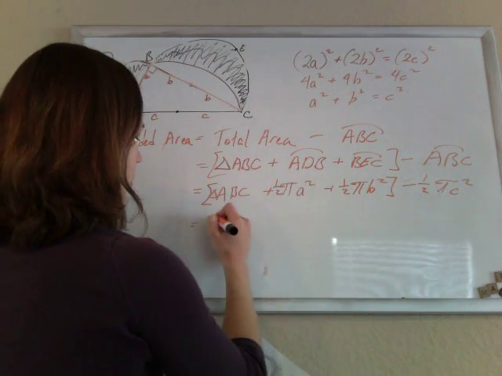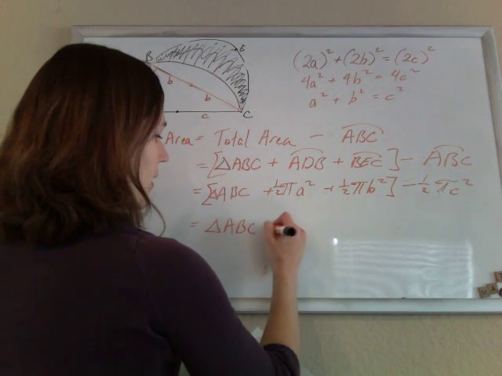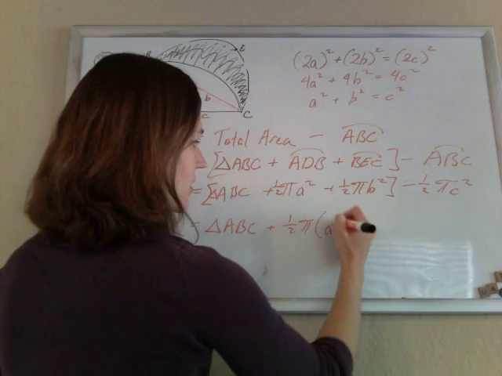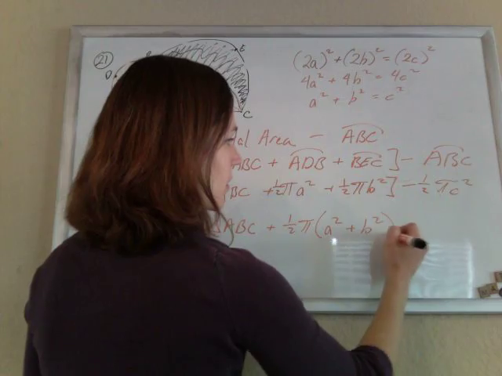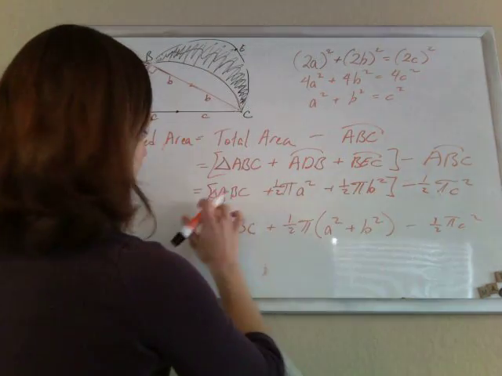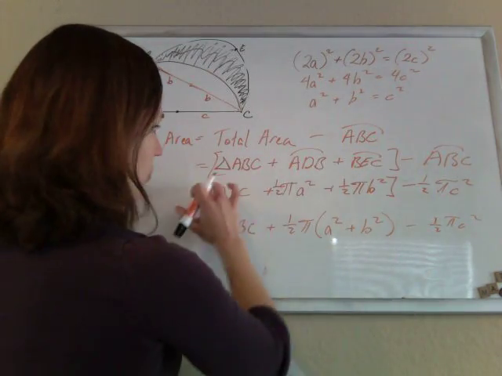So what I'm going to do is leave this b, and then pull out the 1/2 pi from both of those, factor that out to leave me a squared plus b squared. And I can drop these parentheses at any time. They were just trying to set off the total area from that. I don't really need them.